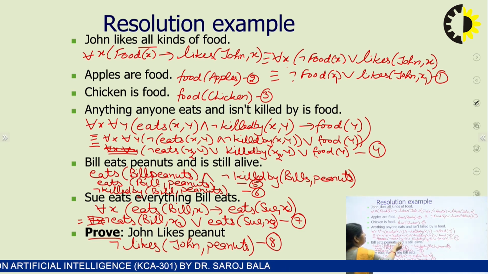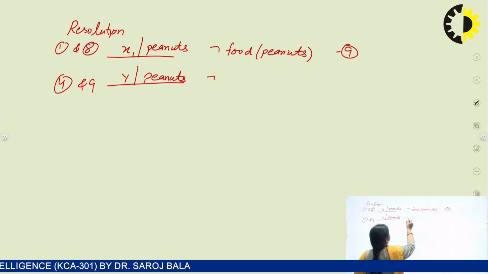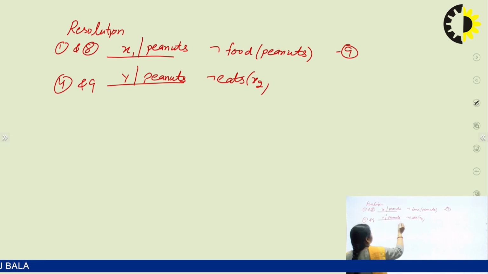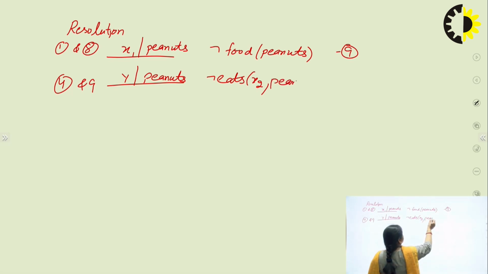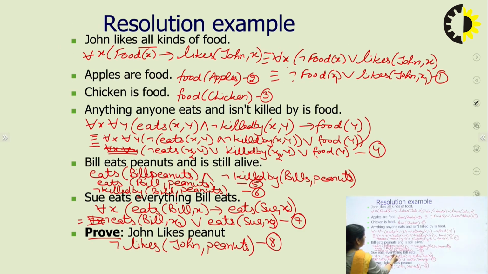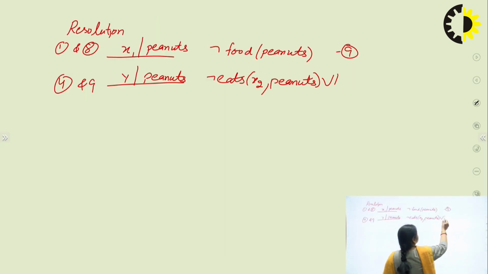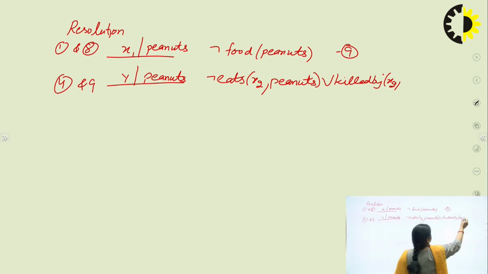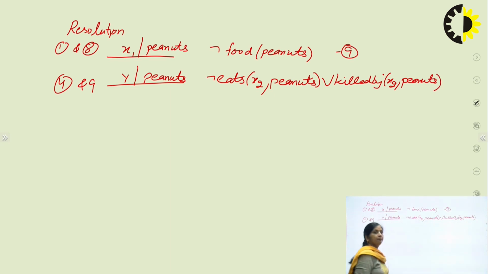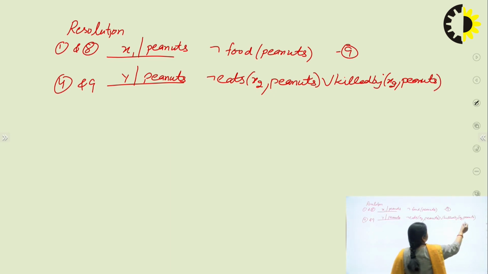What will I be left with? Not eats X2 comma Y. What is Y? Unified with peanuts. Or, what am I getting here? Killed by X2 comma Y. Y is what? Peanuts now. It has been unified with peanuts. Okay, now let me call it 10.